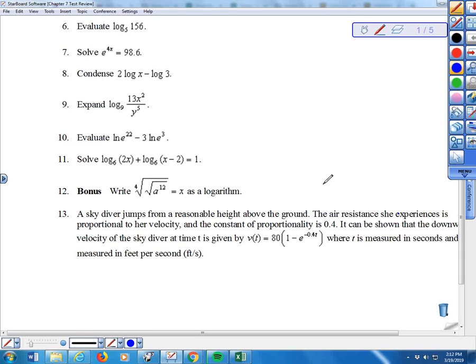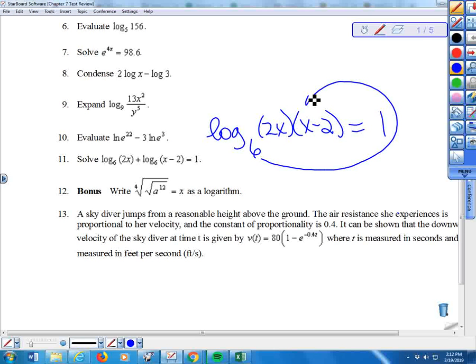Okay, next one, we're going to go ahead and condense the left side to be 2x times x minus 2, set that equal to 1. And now I can just use the 6 to the first power equals this, which is 2x squared minus 4x.